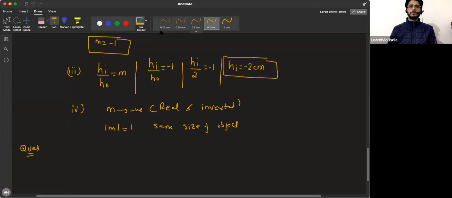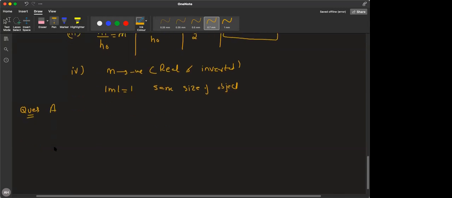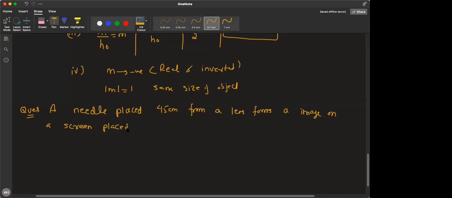Let's do another question. Do this question. This is from the previous years. You have a needle. It is placed 45 centimeter from a lens. Forms an image on a screen. Placed 90 centimeter on the other side. Other side of the lens.